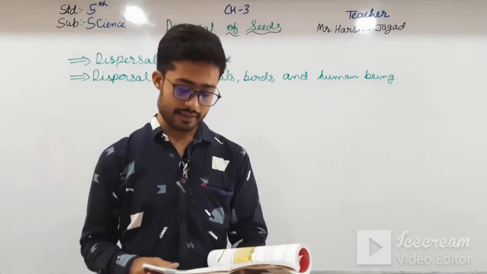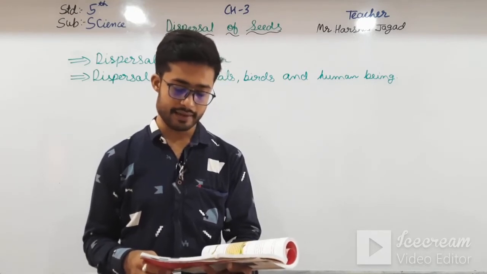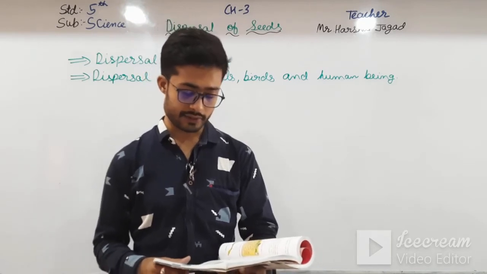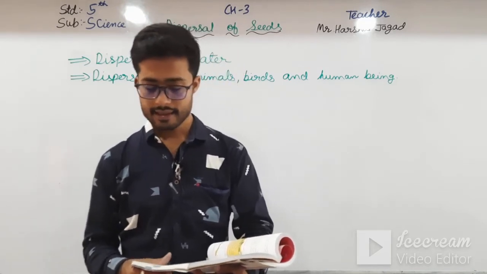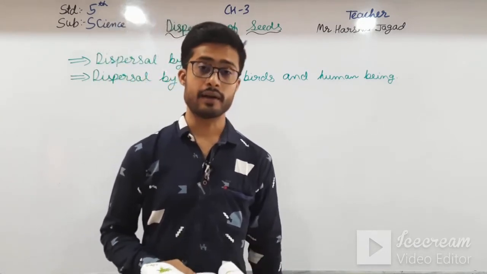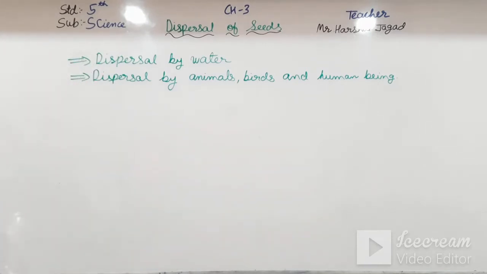Okay students, see here there are some pictures of dispersal of seeds by animals and birds. You can see here the pictures, here parrot, squirrel and cow is given. And then after here, our chapter's last topic, that is explosive mechanism or pepper pot mechanism. We will see it.